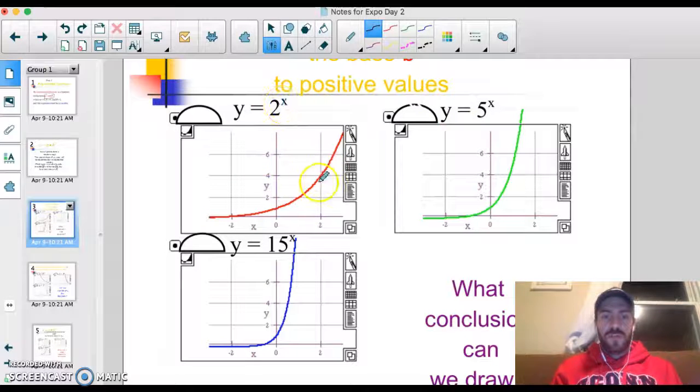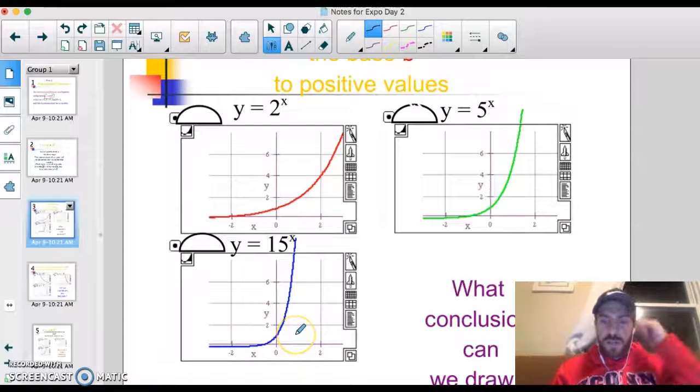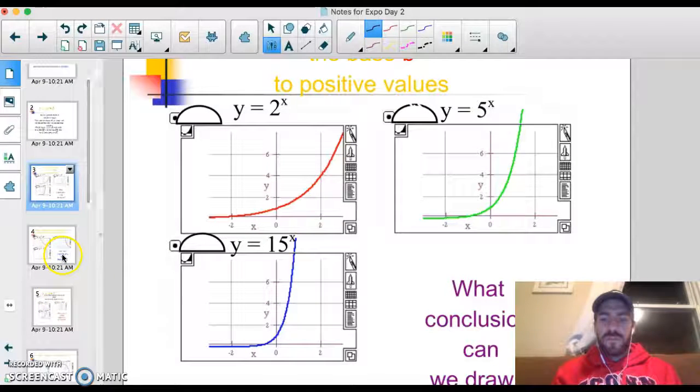So 2 squared is 4, 5 squared is 25, and 15 squared, we're already up almost at 200. So we're getting up there pretty quickly. Just as b increases, the slope of the line, or you can say the rate of the line, is increasing.